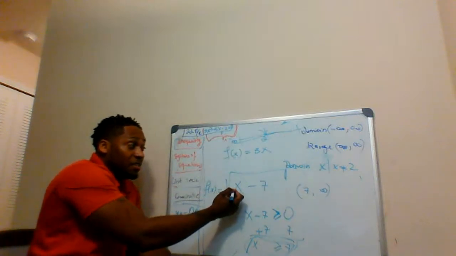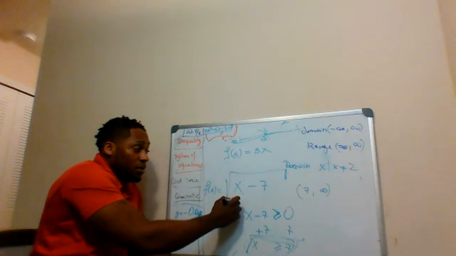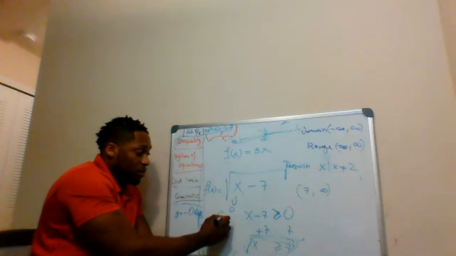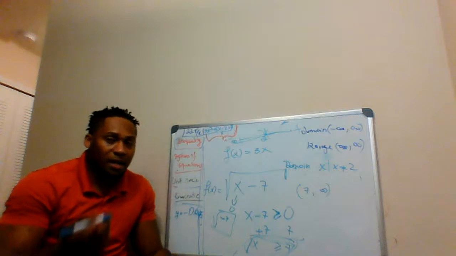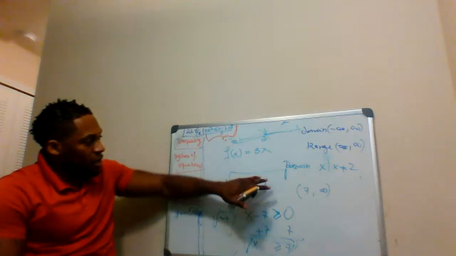Now, as soon as I put a negative value, like a value of 0 here, that doesn't exist. That gives me square root of negative 7. That does not exist. Undefined, I mean undefined in the real numbers.